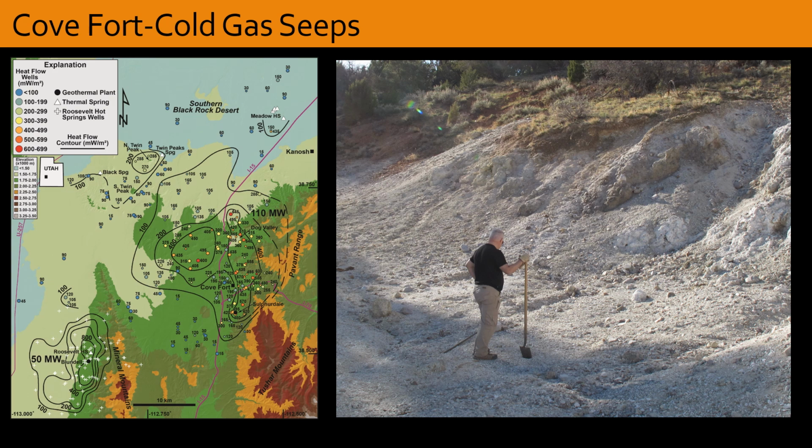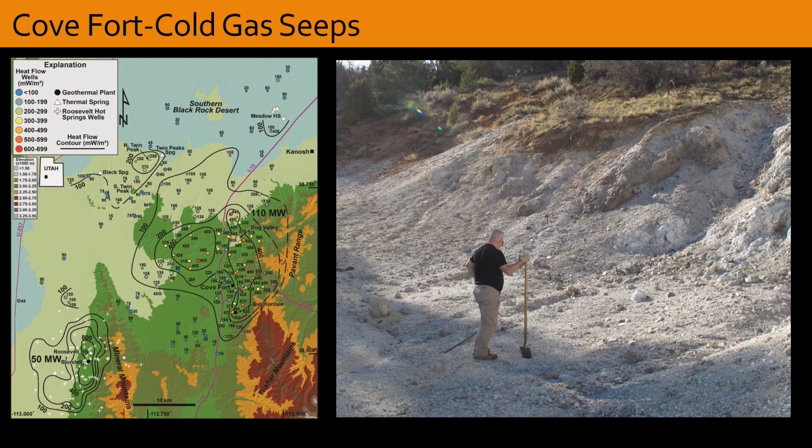Surface thermal activity is absent except for scattered occurrences of bleached rock devoid of vegetation. These are cold gas seeps as confirmed by soil gas surveys, and decades ago they were prospected as a source for native sulfur.